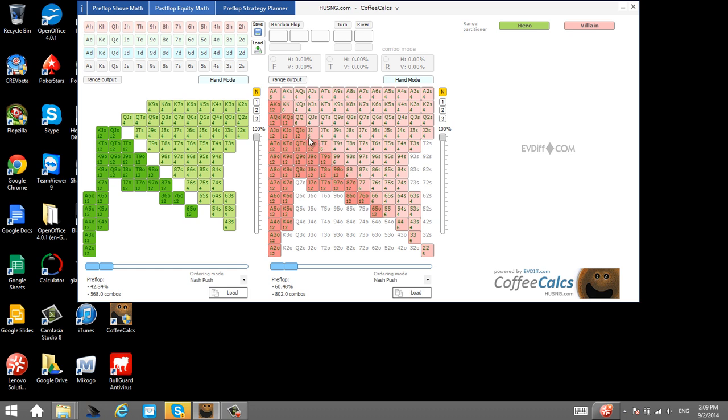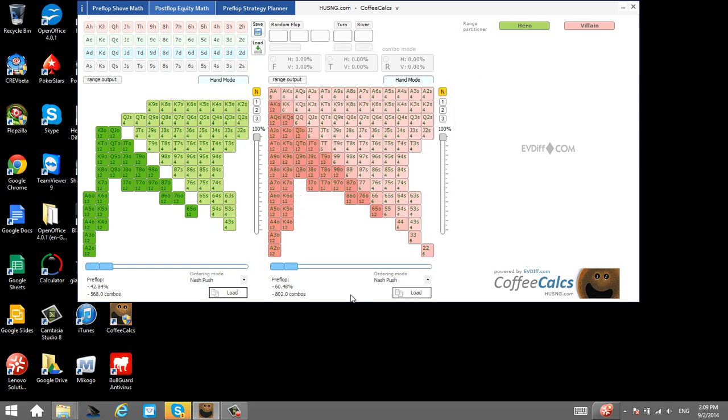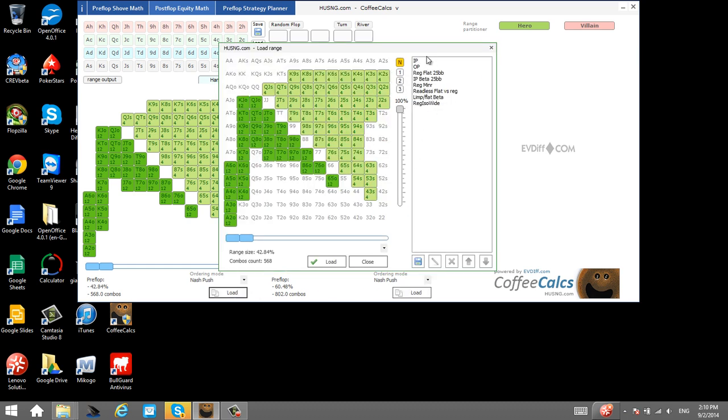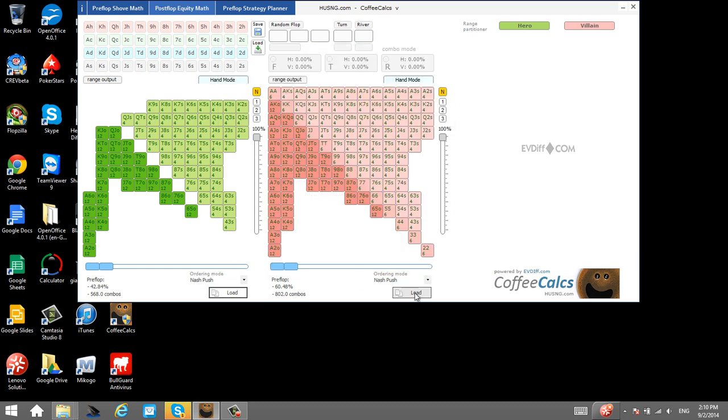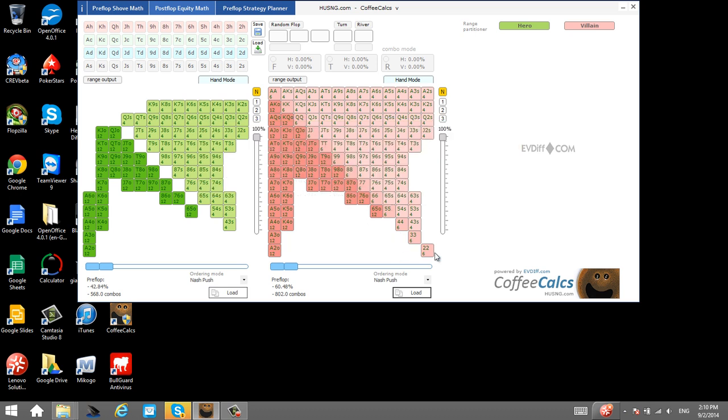A couple of things to quickly note when putting in these ranges. Down at the bottom, there's a little load section, which lets you load ranges. I have some presets already for in position and out of position, and the same thing on this side. If you click on range output, you can also paste any ranges here, and you'll also be able to export ranges. I'll show you a little bit of that in a second.